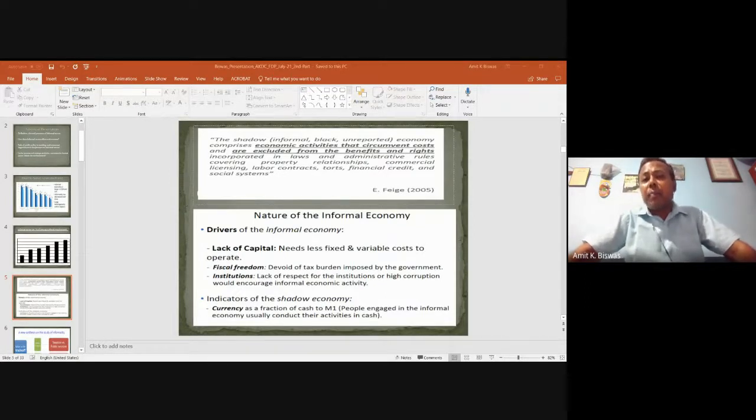Institutions: if you do not believe in an institution, and if you believe institutions are highly corrupt, then you might not be able to just go and have faith in it. And currency, that's the reason currency is very important. Okay, you tell me, is having more cash a sign of having a dominant formal economy or a dominant informal economy? If more cash, which is M1, having more cash in circulation, does it give dominance to a formal economy or an informal economy?